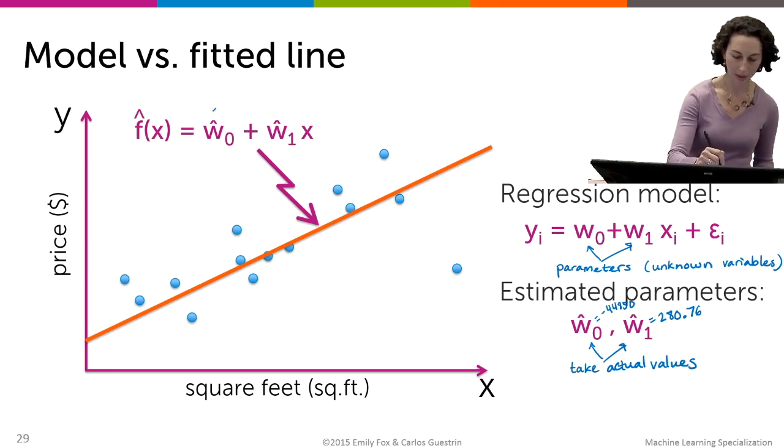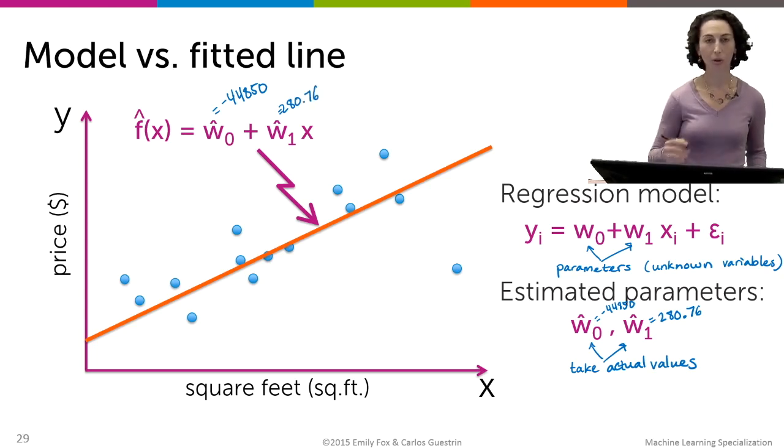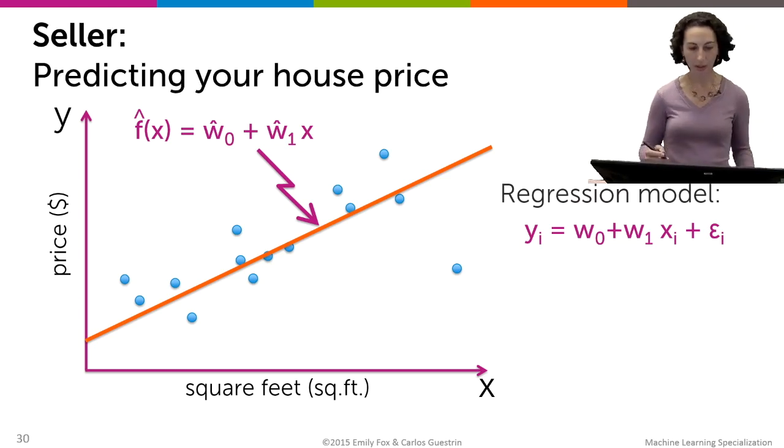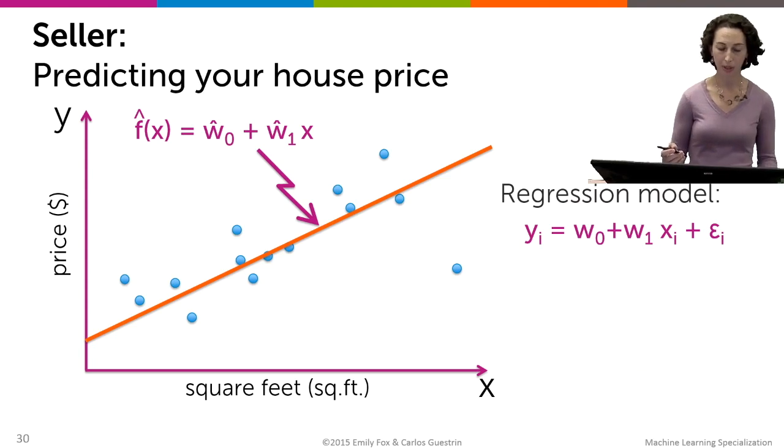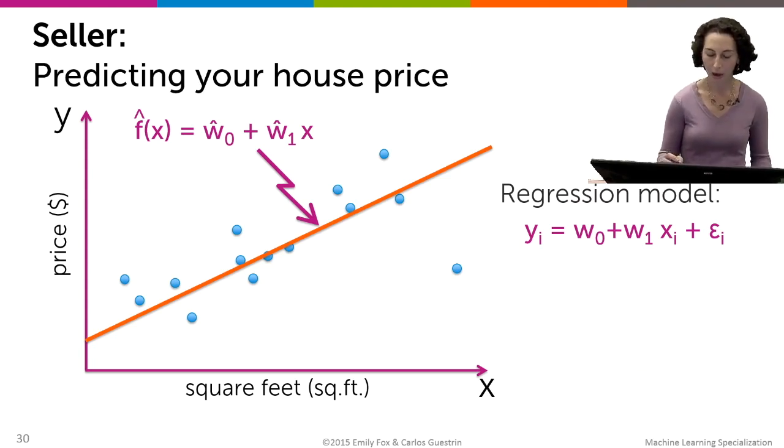Okay, so these estimated parameters define a specific line. Okay, that's what this is. This line represents minus 44,850 plus 280.76 times x. So a model is in terms of some parameters, and a fitted line is a specific example within that model class. So it's a specific line.